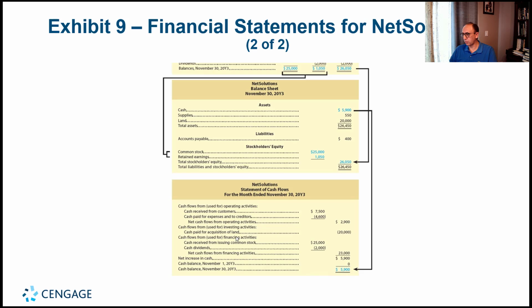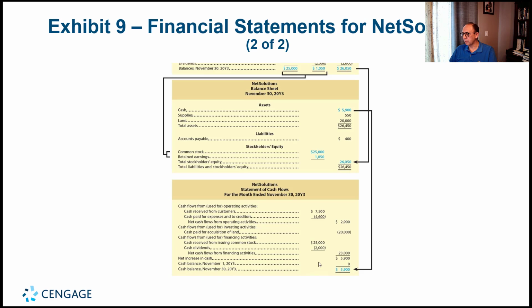That's cash paid for acquisition of land. It was negative 20,000. And then cash flow from, or used for, financing activities. We have the cash received from issuing common stock and the cash dividends. And we have here positive and negative values, and the net value is $23,000. We add these three values and we get the amount of net increase in cash.